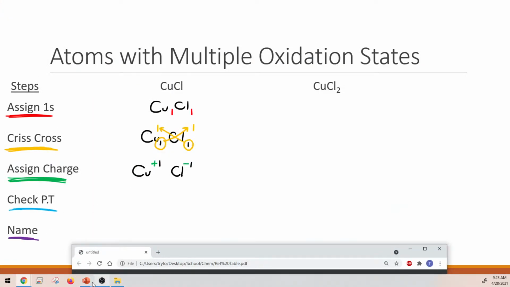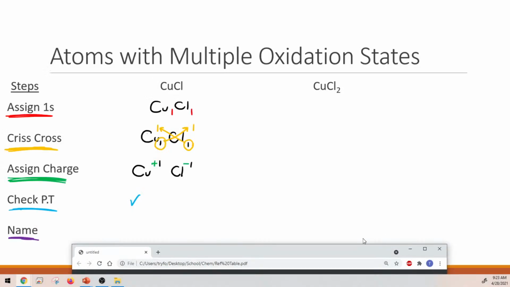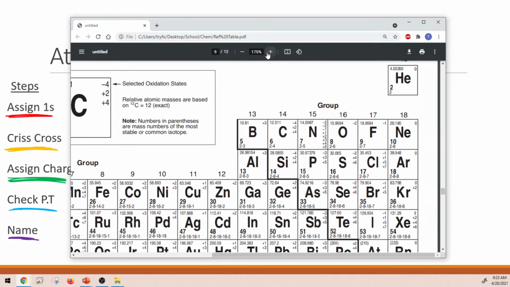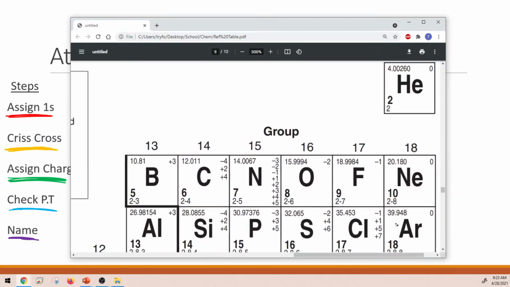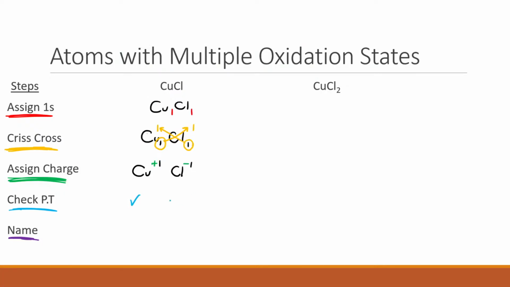Check the periodic table. Does copper have a +1? Check mark. Yes, it does have a +1. Does chlorine have a -1? Let's check the periodic table. Chlorine has a bunch of oxidation states, but a -1 is possible here. It is a thing that chlorine has open for it. And so, since it has a -1, we get to put a check mark here.